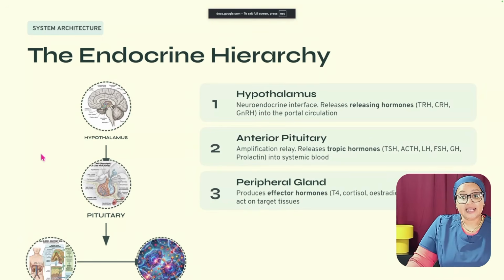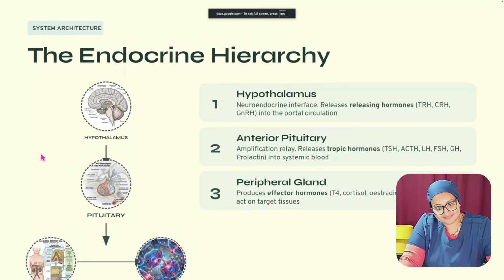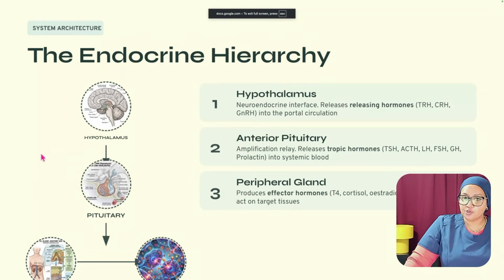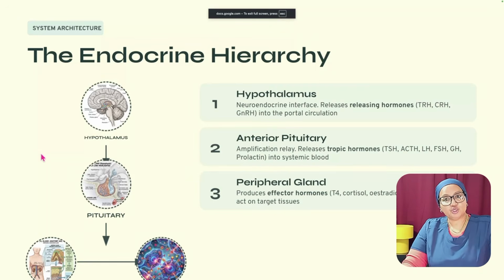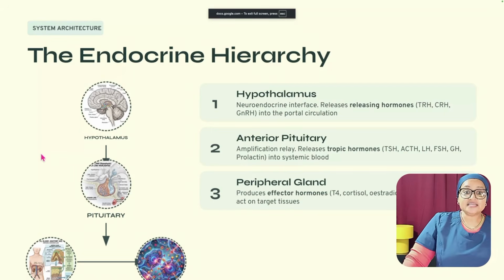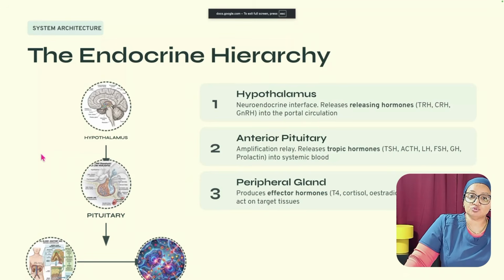Okay. Now the third level is a peripheral gland. We have thyroid gland, adrenal gland, we have gonads, we have other glands. We call them peripheral. They receive the tropic hormones and produce effector hormones: thyroxine from the thyroid, cortisol and aldosterone from the adrenal cortex, estradiol from the ovaries, testosterone from the testes. These are the hormones that actually produce the tissue changes we recognize clinically.